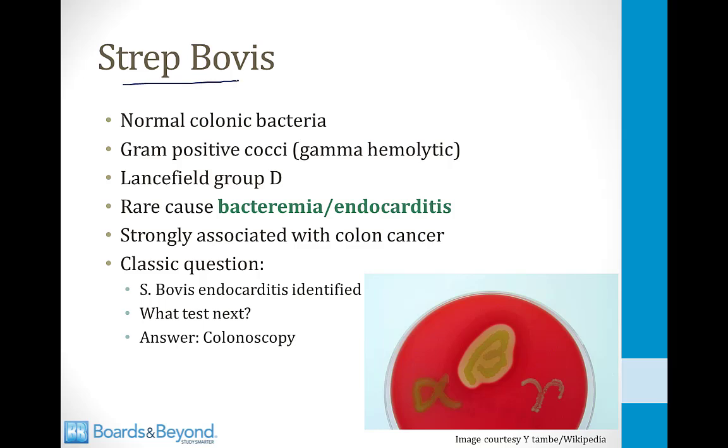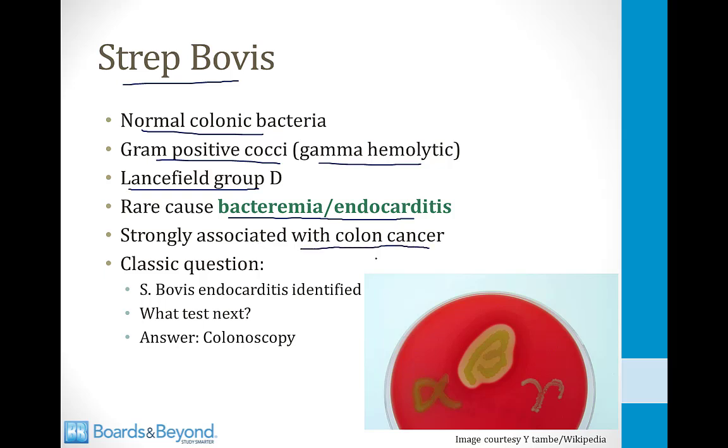Strep bovis is a colonic bacteria that is strongly associated with colon cancer. It's a normal colonic bacteria. It is a gram-positive cocci. It's gamma hemolytic. I talk about patterns of hemolysis in the ID modules. It is also a Lancefield group D bacteria, and very rarely it leads to bacteremia and endocarditis. And when it does cause bacteremia or endocarditis, it is strongly associated with the presence of colon cancer.